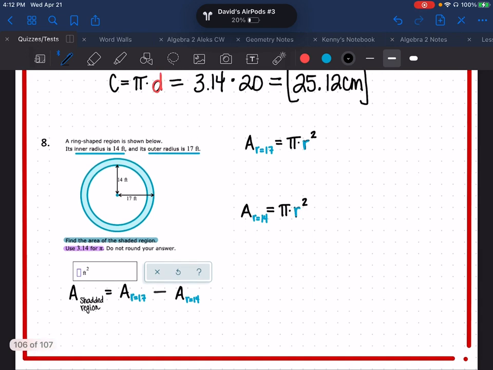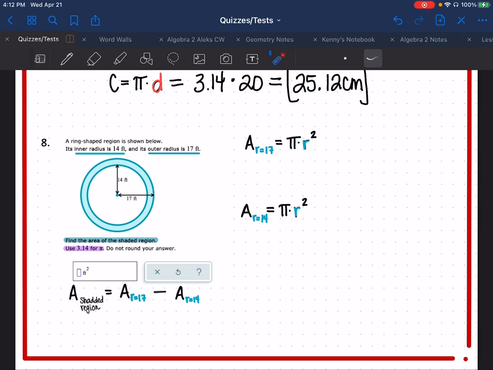All right. Question number 8 is going to have a ring-shaped region like the one below. It is going to talk about its inner radius of 14 and its outer radius of 17. It is going to ask you to find the area of the shaded region. And once again, it is going to ask you to use 3.14 for pi. All right, and it's going to say do not round your answer.